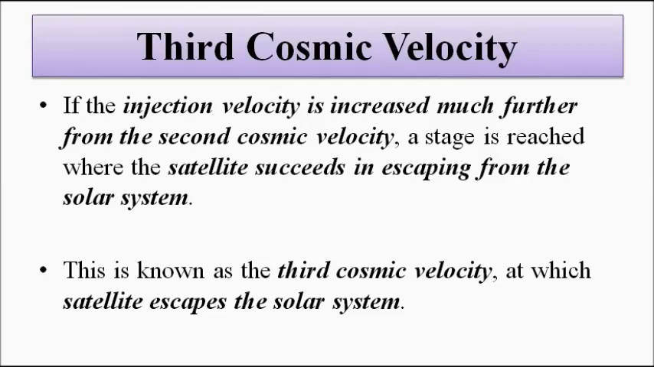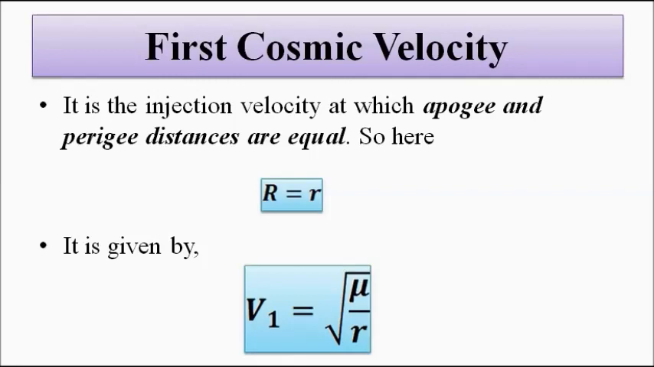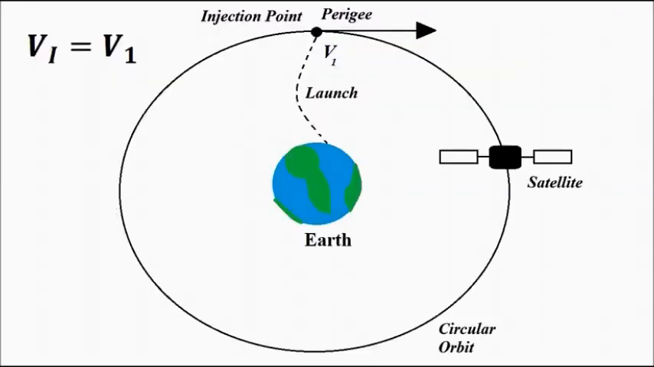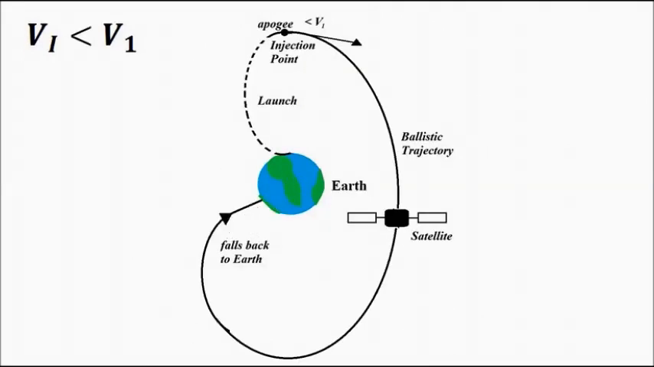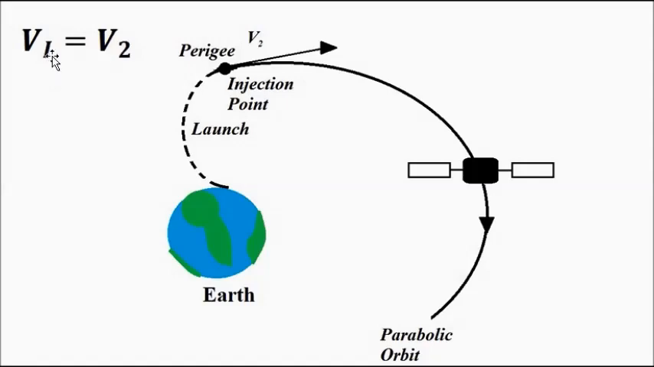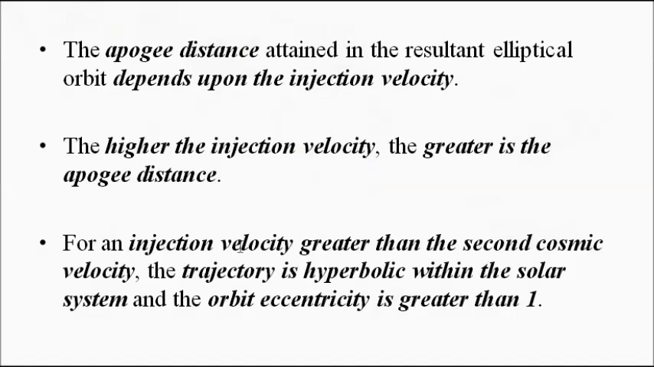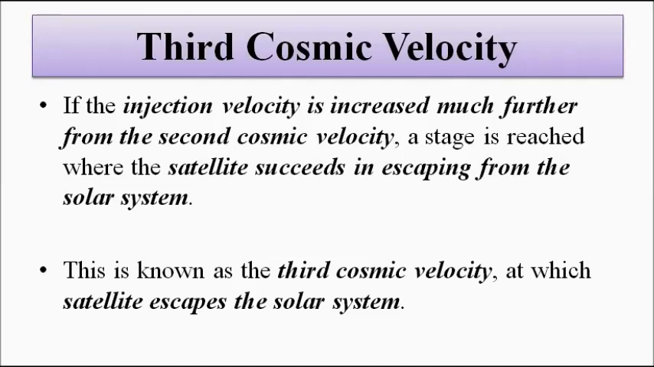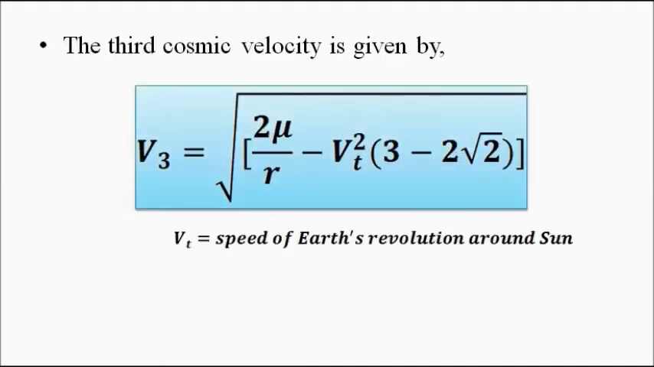Here we have discussed the first cosmic velocity, its mathematical expression and how it gives a circular orbit, and when it is lesser, the satellite falls back to Earth following a ballistic trajectory. Then the second cosmic velocity, its mathematical expression, and the cases when the injection velocity is equal to the second cosmic velocity, when it lies in between v1 and v2, and when it is greater than the second cosmic velocity. Next is the third cosmic velocity: what is its significance, how the satellite escapes Earth's solar system when it attains the third cosmic velocity or a velocity greater than it, and its mathematical expression. So here we have discussed these basic concepts related to injection and launch velocity.